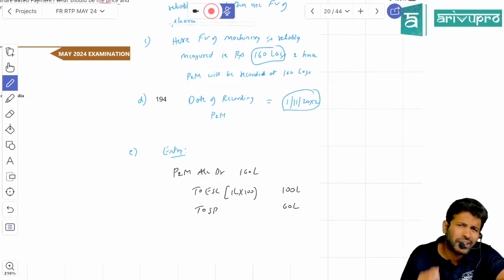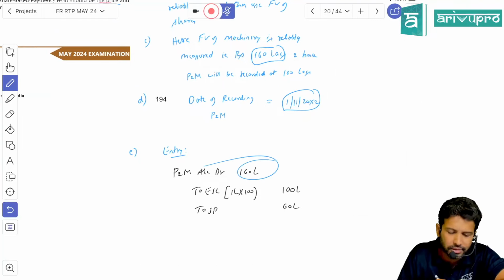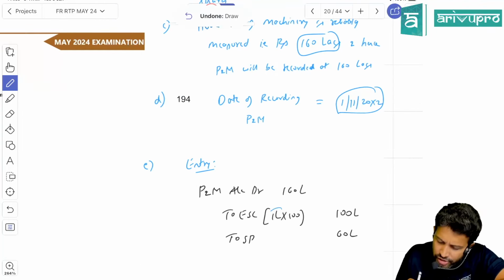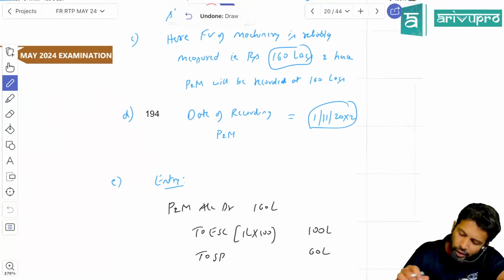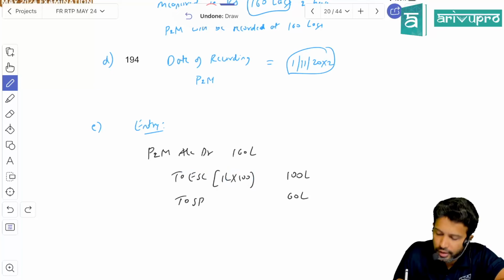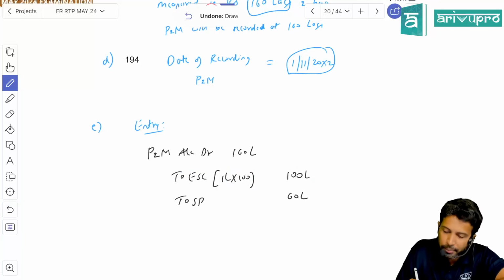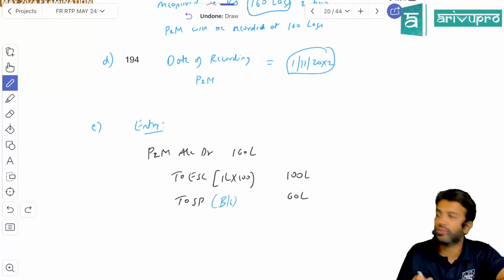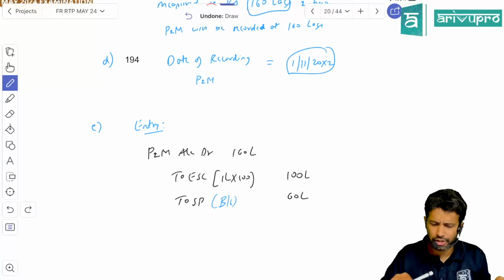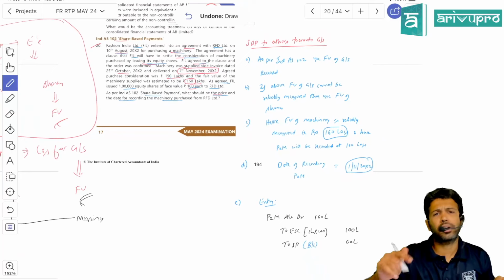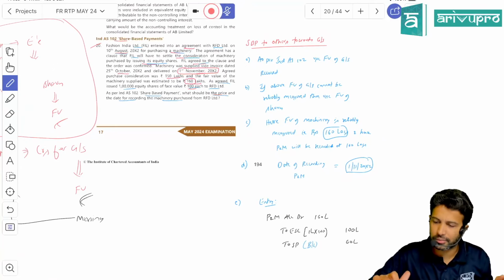If you want the entry, it will be Machinery account debit 160 lakh, to what? To equity share capital. How many shares did you issue? 1 lakh shares, and each share's nominal or face value is 100. So 100 lakh will be credited towards equity share capital. The balance will be credited to securities premium, 60 lakh. The entry is just for your reference. They have not asked. Even if you want to write it, that should be okay in my view. That's all this question is about. Simple, but a good concept question.